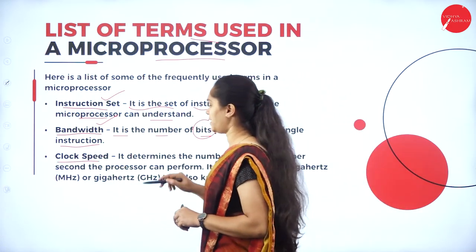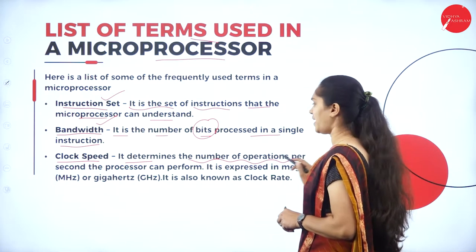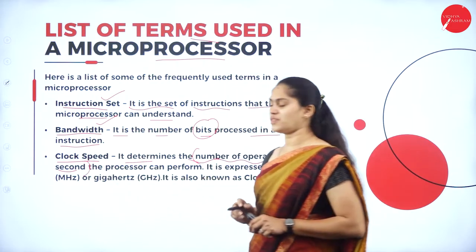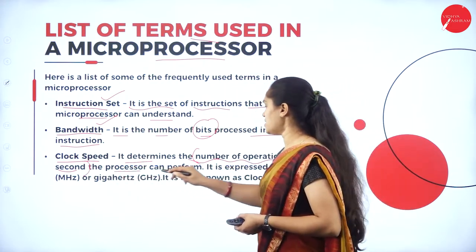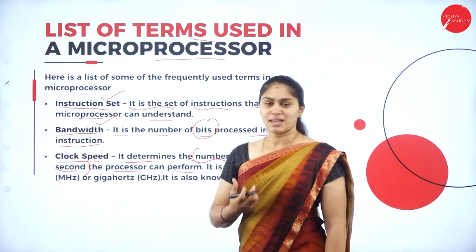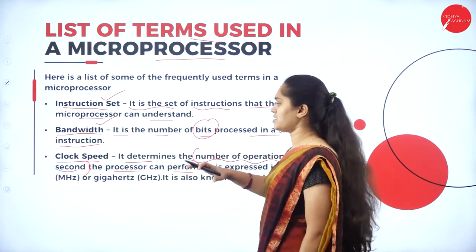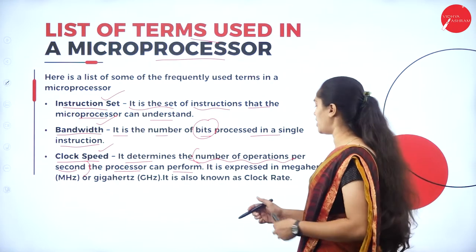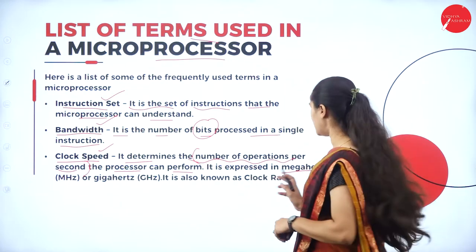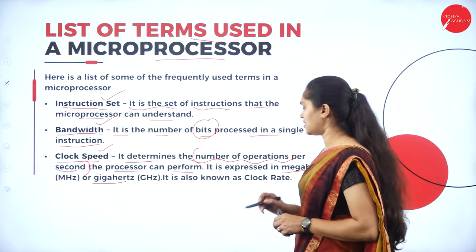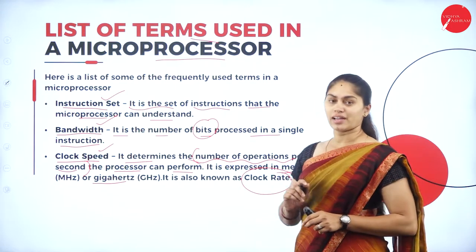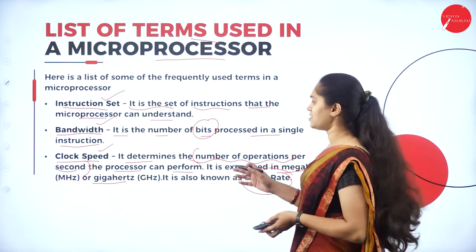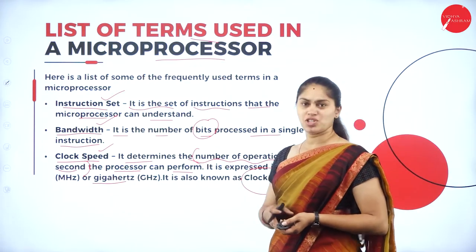Next, we have clock speed here, which determines the number of operations per second. This indicates the number of operations taking place in a particular second that the processor can perform. So what is its capacity? That capability of processing speed will be understood by this clock speed. And which unit do we use in order to measure it? It will be expressed in terms of megahertz or gigahertz. And we also call it the clock rate. If the clock rate is high, then its processing speed is also going to be high. These are some of the terms which you need to understand.